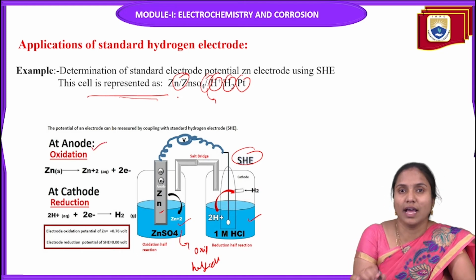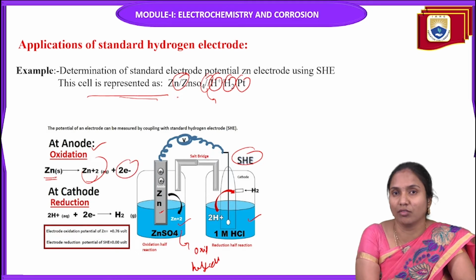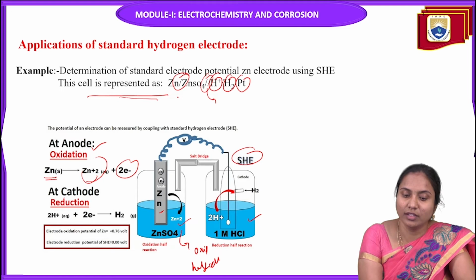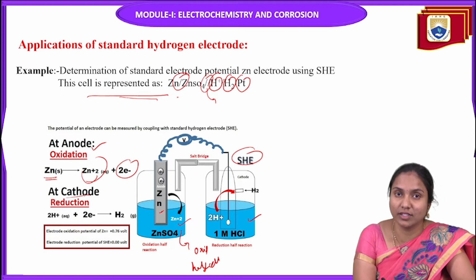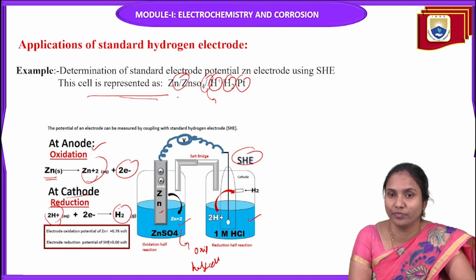So here at the anodic area, zinc acts as anode. It undergoes oxidation, giving zinc metal ions and a loss of electrons, because it is an oxidation reaction. Here at the cathodic area, reduction reaction takes place. So H plus coupled with the standard hydrogen electrode gains 2 electrons, and hydrogen gas is evolved.